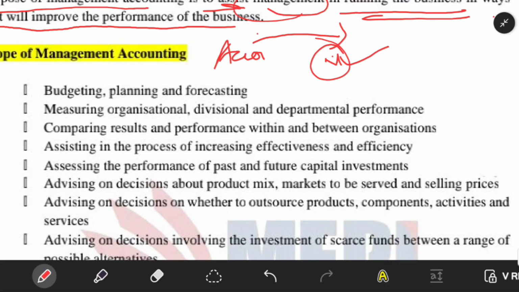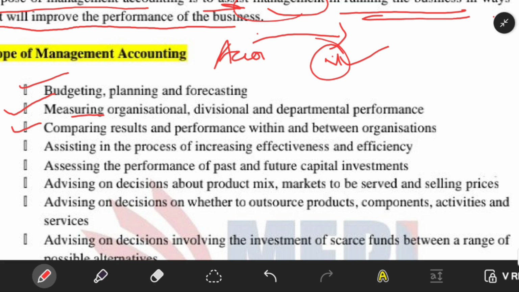The scope of management accounting is very wide, that is, it includes all the areas where accounting helps in managerial decision making. Some of the key areas are: it helps in budgeting, planning, and forecasting for the business. Next, it is used for measuring organizational performance at different levels like departments or branches. And it allows the company to compare performance between different time periods or different companies.